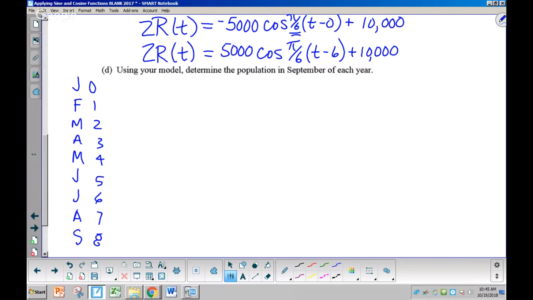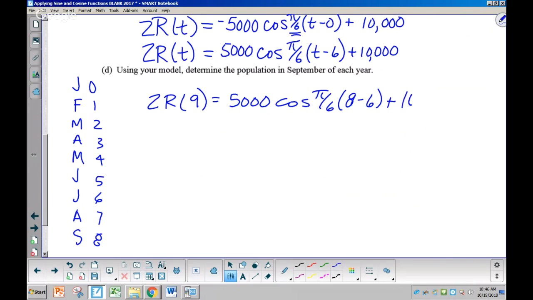All right, using our model, we want ZR of 9. And I'm just going to use the second one, the positive one, that I can see better. This is 5,000 cosine of pi over 6 times 9 minus 6. It's 8. I'm using 9 instead of 8. I just fell into my own trap, didn't I? Nothing like dirty laundry on video, but there we go. You're right.